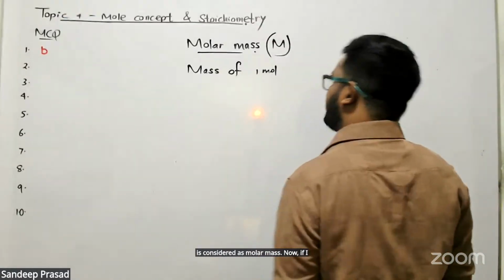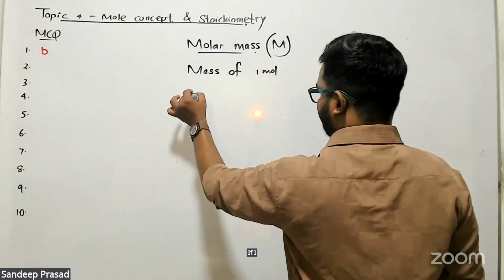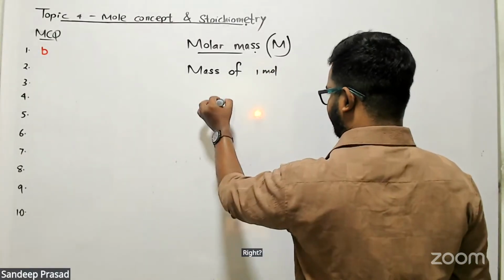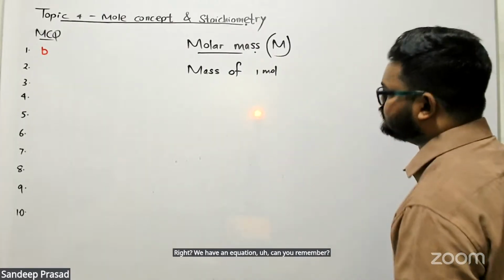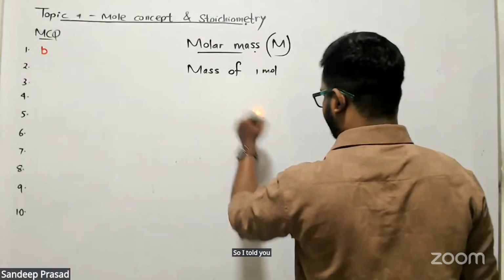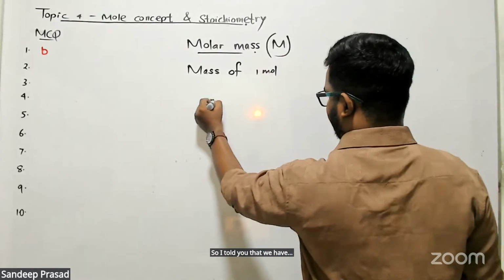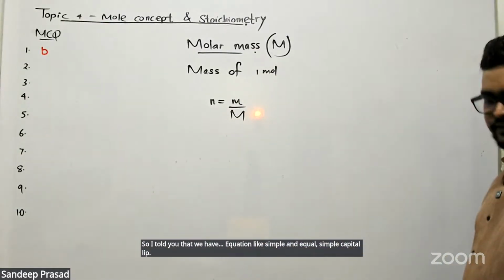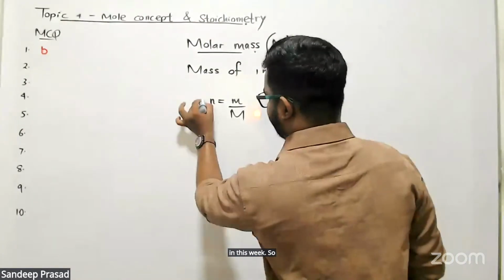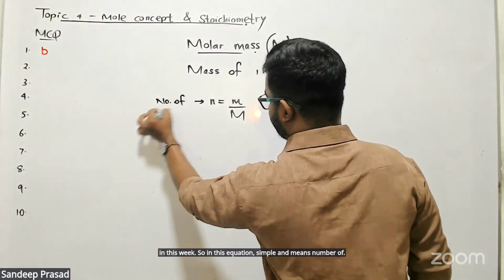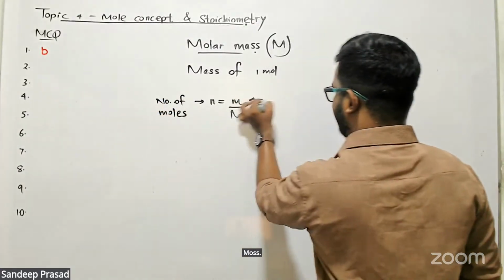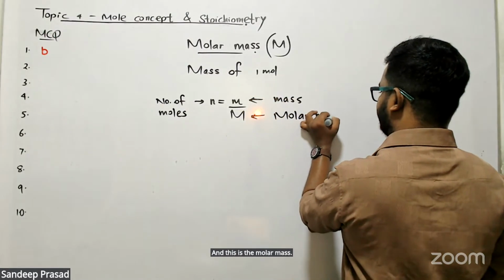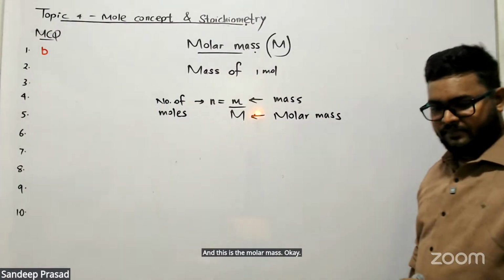Now, if I consider the mass of 1 mole of carbon dioxide, we have an equation, can you remember? I told you that we have an equation like small n equals small m over capital M. In this equation, small n means the number of moles, this is the mass, and this is the molar mass. So what is the molar mass then?